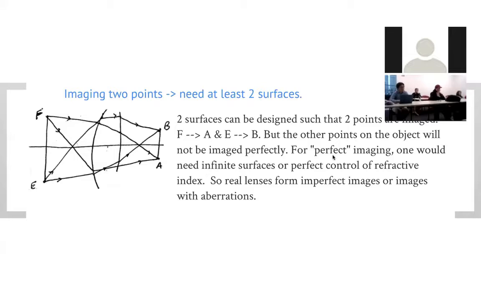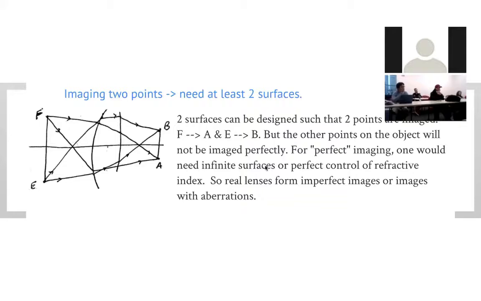Okay? So for perfect imaging, one would need infinite surfaces. For perfect imaging for infinite points, one would need infinite surfaces or perfect control of refractive index, which is in general not possible. Which is the reason, by the way, if you open up the camera in your phone, you will see not just a single lens, you will see a stack of 6 or 7 lenses. So these 6 or 7 lenses are designed very, very carefully in order to minimize all the aberrations, in order to get a very, very high quality image.